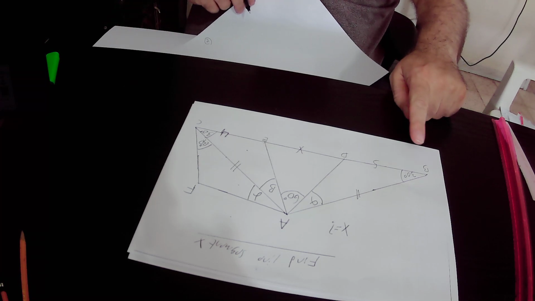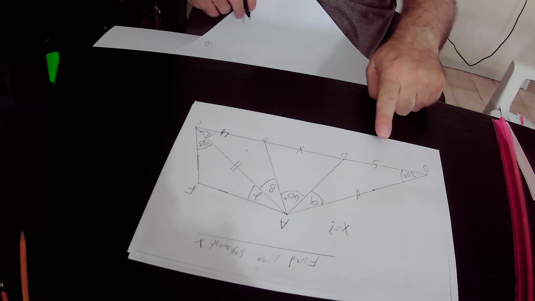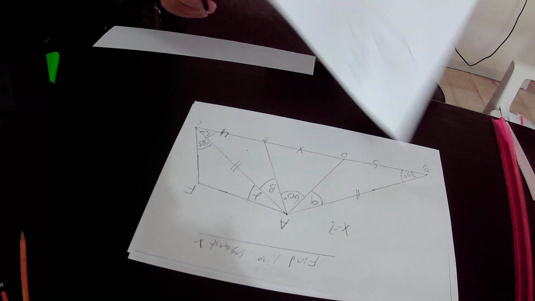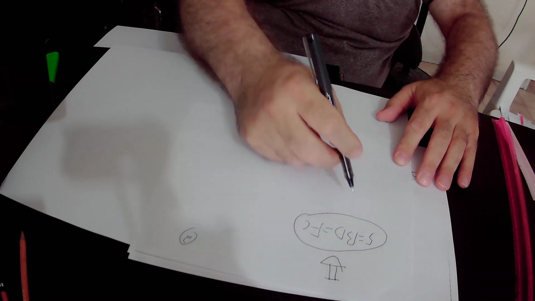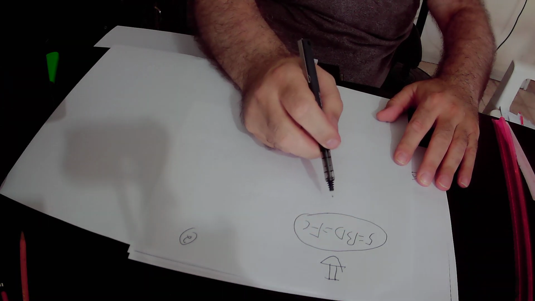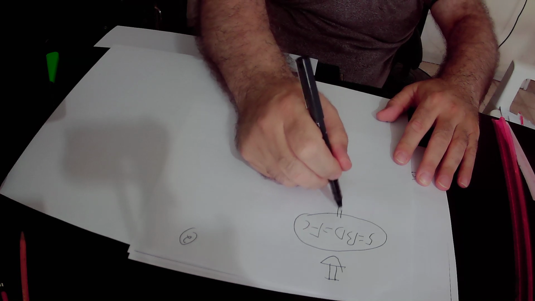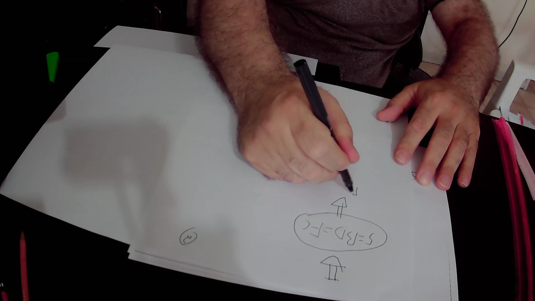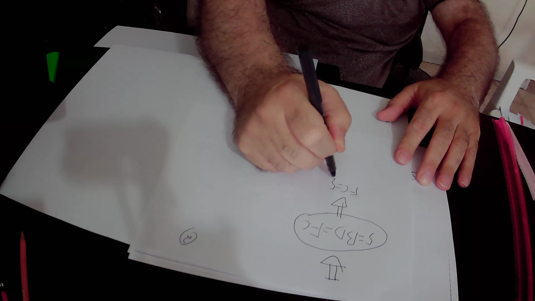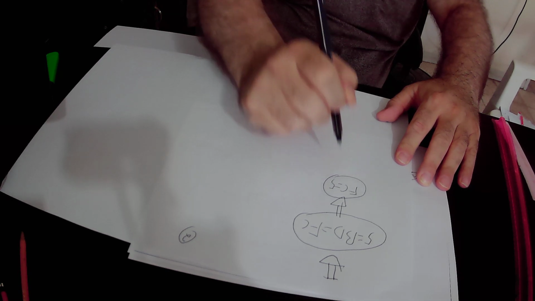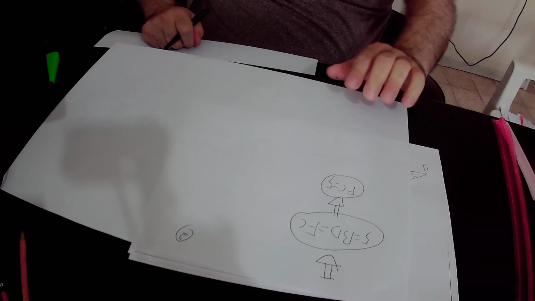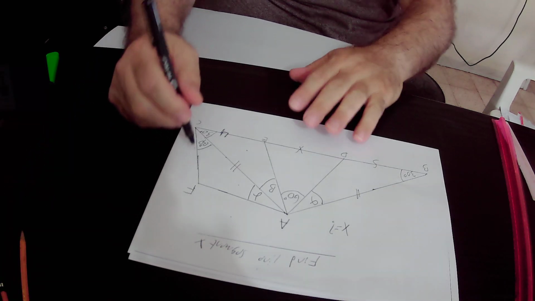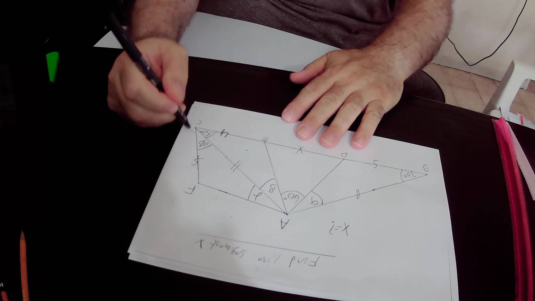But according to what is given in the question, BD equals 5 units. So we can write here that BD equals 5 units, and from this equation, 5 equals BD equals FC, we derive that FC is also equal to 5 units. Okay, FC equals 5 units.